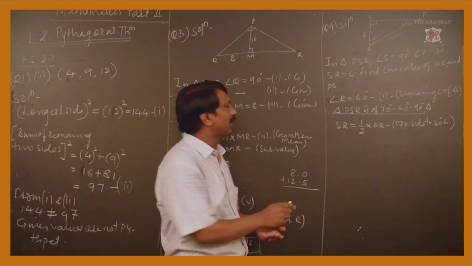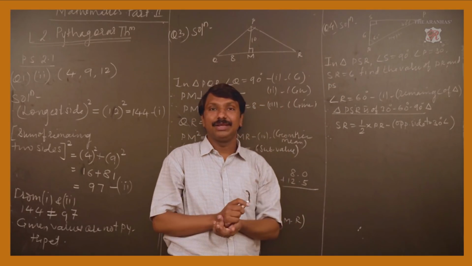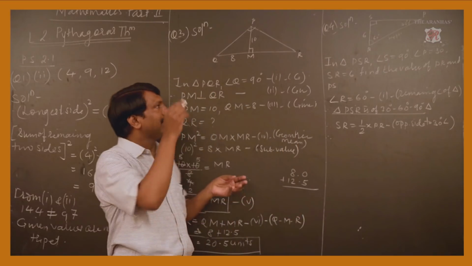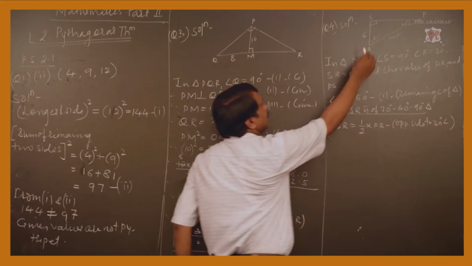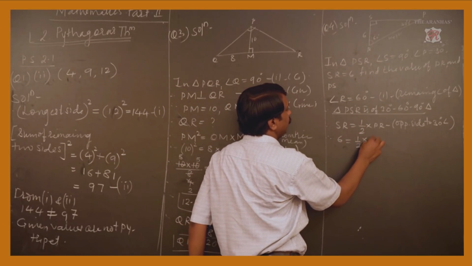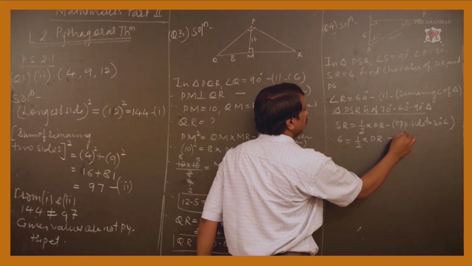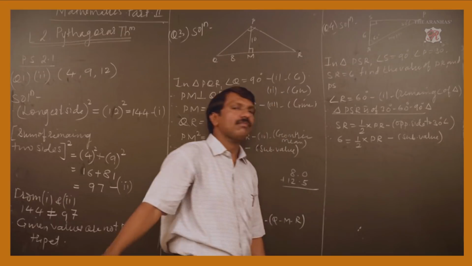Start to substitute the values, and do not be confused. Whose values are given, put those only. Otherwise, in a hurry, we substitute the other side's value for the second one. So, let us see: segment SR is 6. So, 6 is equal to 1 upon 2 into PR. Write it here. What we did was simply substitute the value.